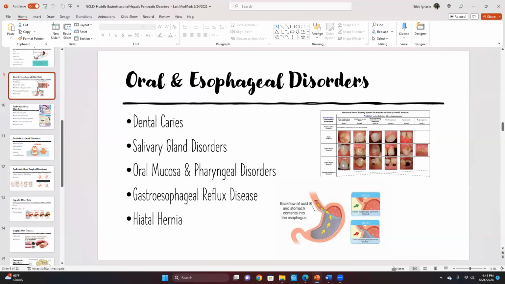How does GERD manifest itself? Well, with dyspepsia, regurgitation, eructation, and so that is like really big burping or belching. So flatulence, coughing, hoarseness, wheezing, water brash. That's, oh, I threw up in my mouth a little bit, right? That is the water brash. Dysphagia.